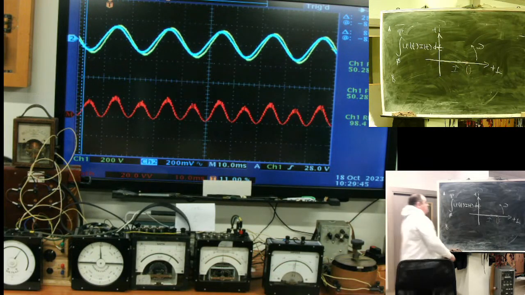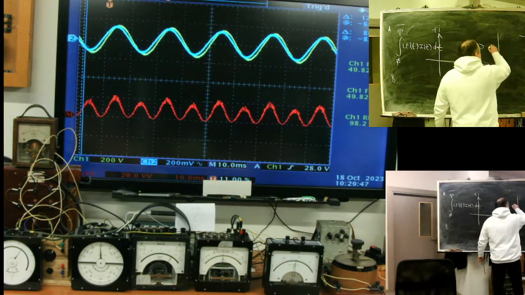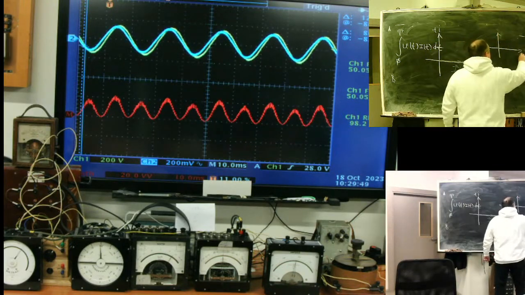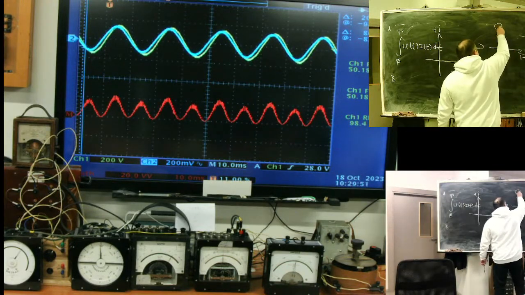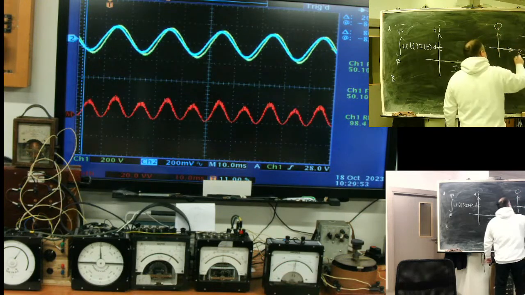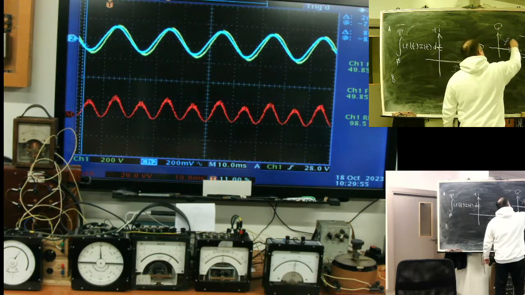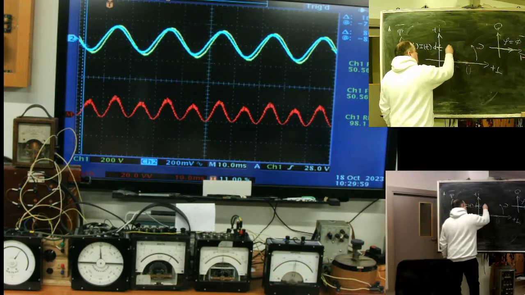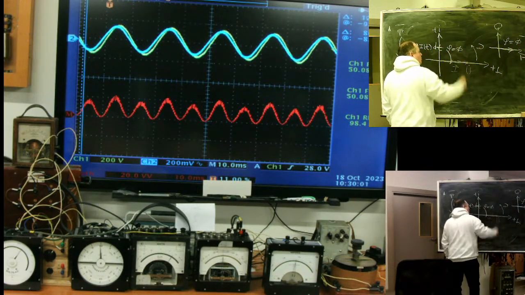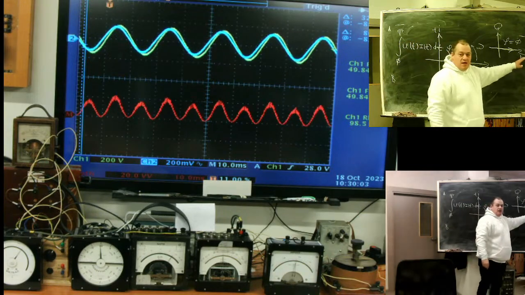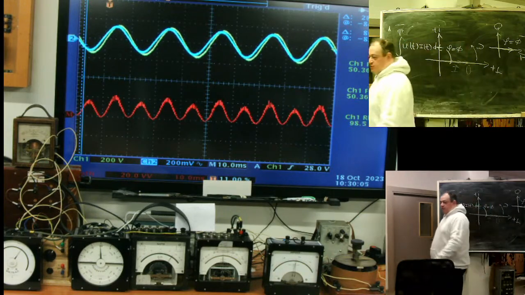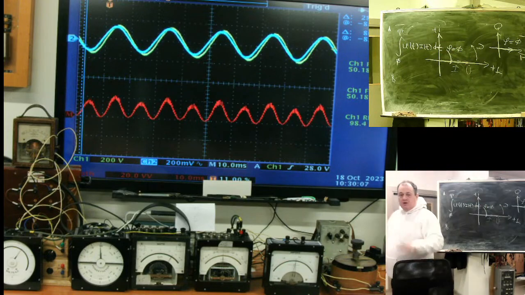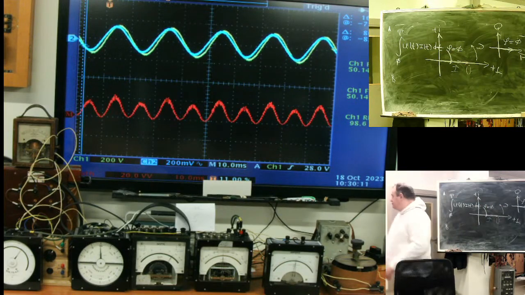For this case, in the power coordinates, we will see this with the angle being 0. Pure active load. That's what we will see if you put in an old incandescent lamp. You'll see something like this.